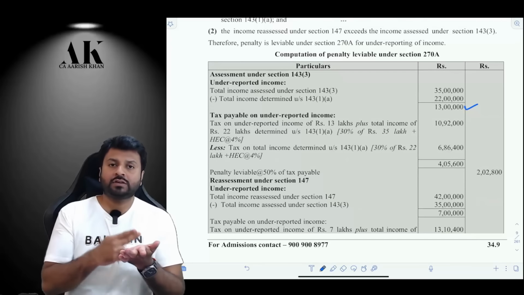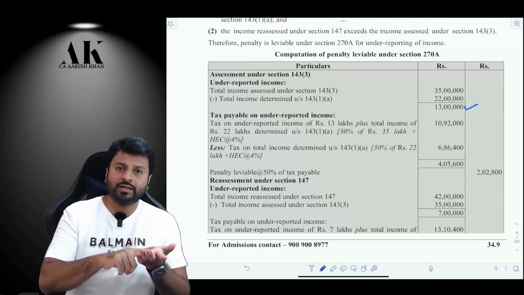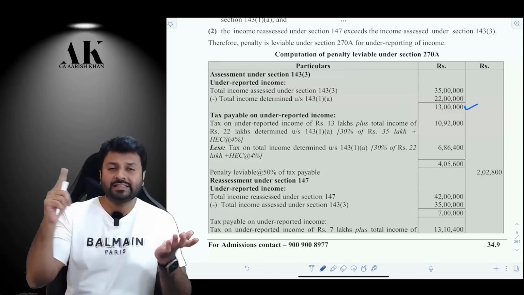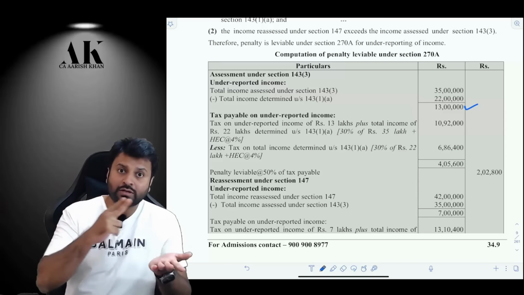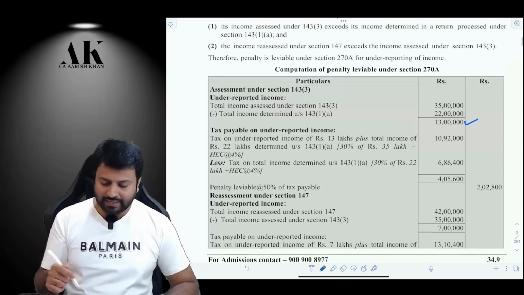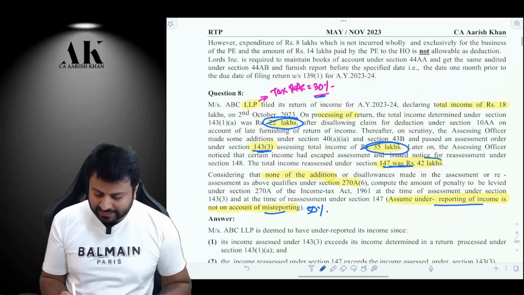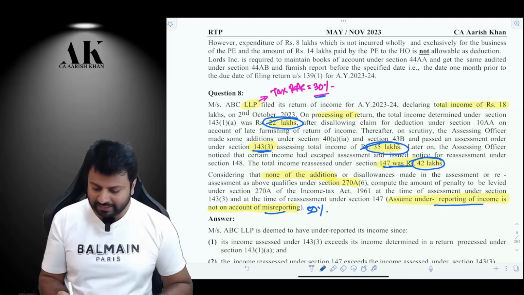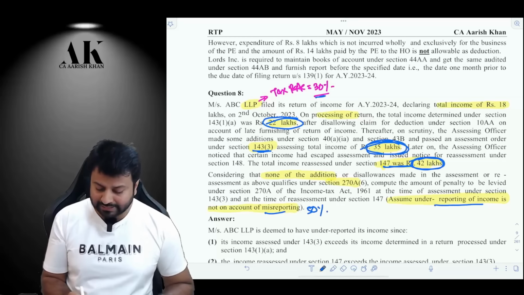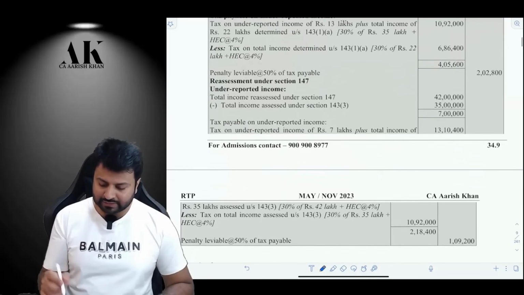Be very careful. First of all, you will compute tax on underreported income plus income processed, minus then you will compute tax on income processed. You have to compute the tax in this step. Okay. Similarly, when you are doing a reassessment, at that time your underreported income will be income reassessed, that is 45 lakhs, minus income previously assessed, that is 35 lakhs. Therefore 7 lakh will become what?